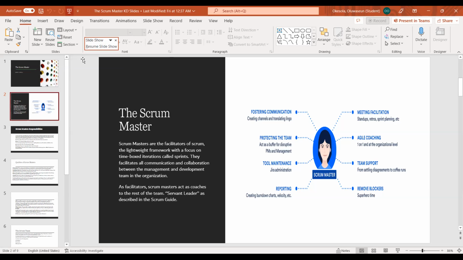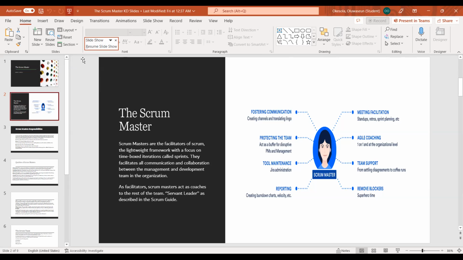Then the next one is team support. Right, so team support, he said, from settling disagreement to coffee runs. Yes, basically, a Scrum Master will definitely come in to settle disagreement when the team are having disagreement. Within the Scrum environment, it's called conflict resolution. You want to ensure that there are resolutions to every form of conflict, because it's very dangerous where we have bad blood within the Scrum team. So the Scrum Master looks into this, ensures that every conflict is sorted. He looks out for the elephants in the room and ensures that all of these things are tackled.